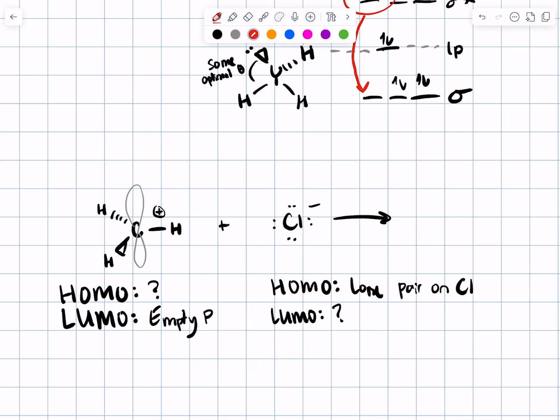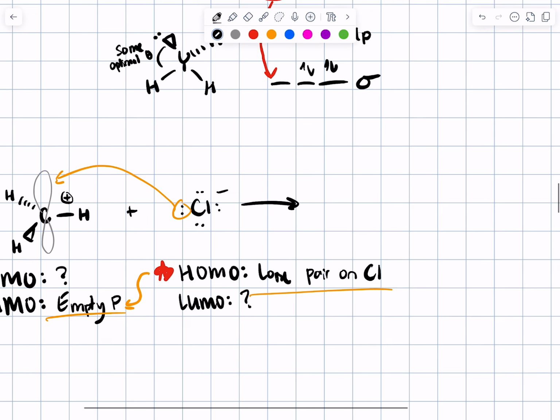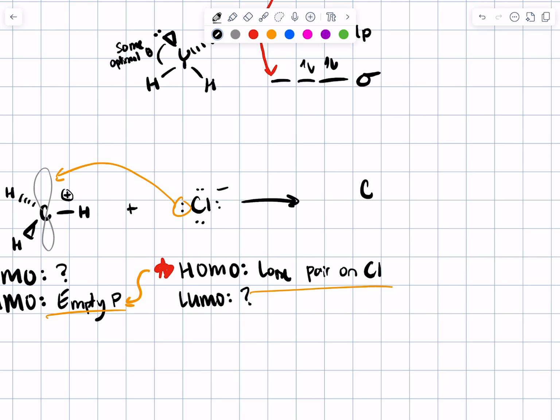So what I see is I have one important LUMO and one important HOMO, and that tells me what my chemistry is going to be. My HOMO is going to attack my LUMO. So my lone pair is going to attack my empty p orbital and give me a chemical reaction. The product of this is going to create a bond between the carbon and the chlorine, to create something like this.